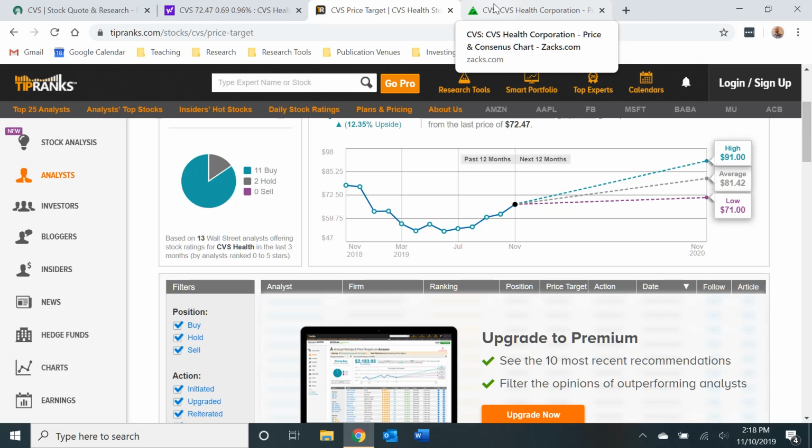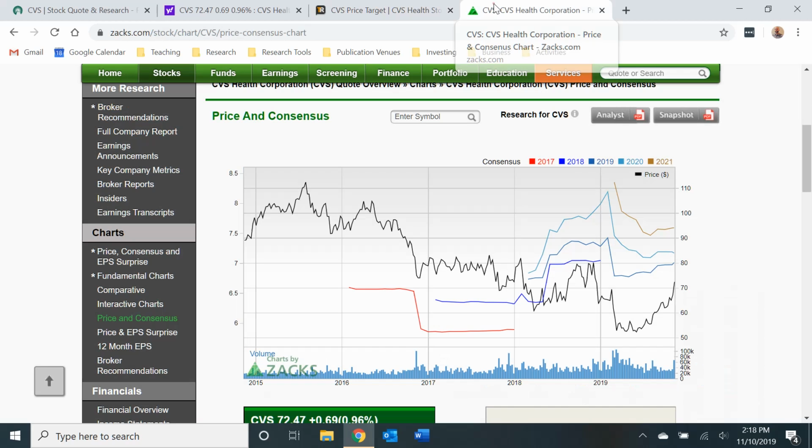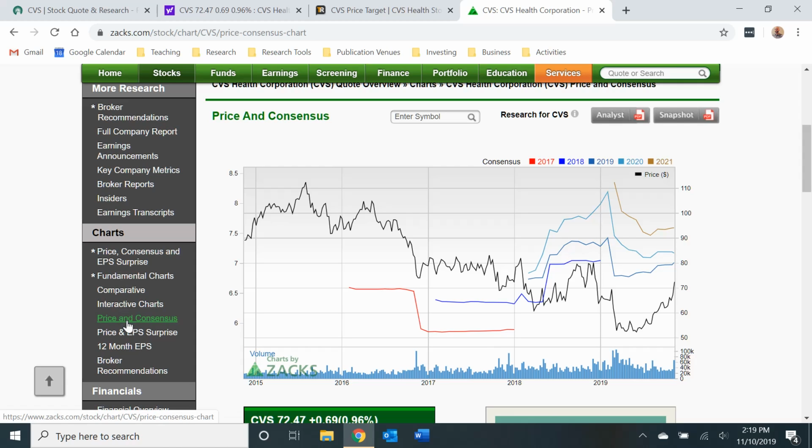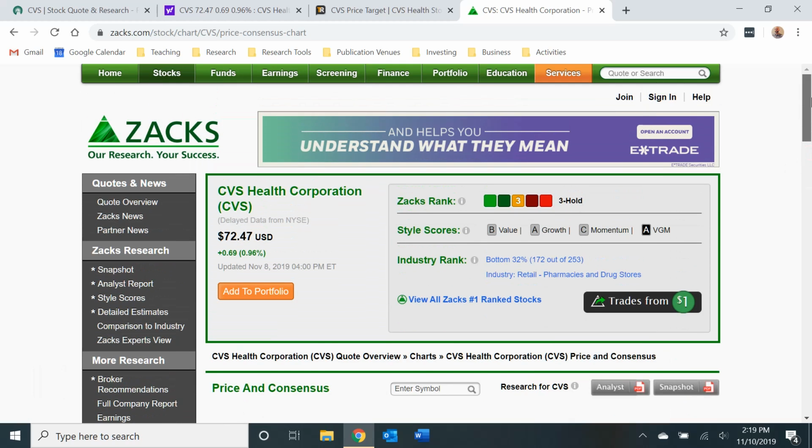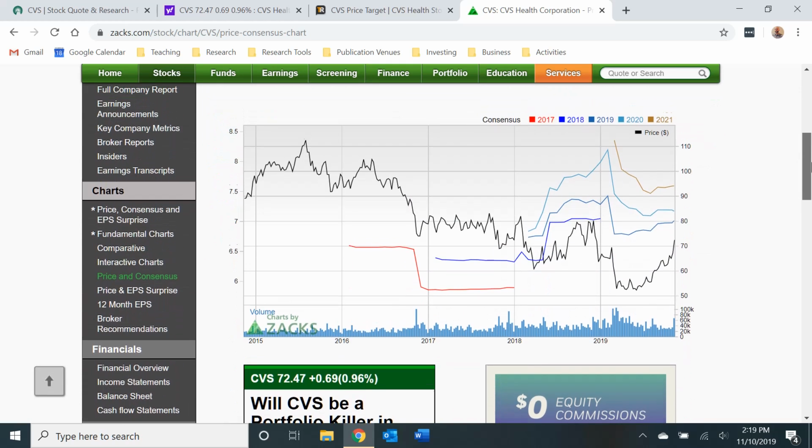Now let's look at how to do sort of your own analysis. And for this, I'm going to use Zacks.com. You'd go to Zacks.com. You would type in the ticker that you want in this search box. So we'd type CVS. And then you would come down in the menus on the side and go to the price and consensus chart. It would pull up this page and then you scroll down to the price and consensus chart.